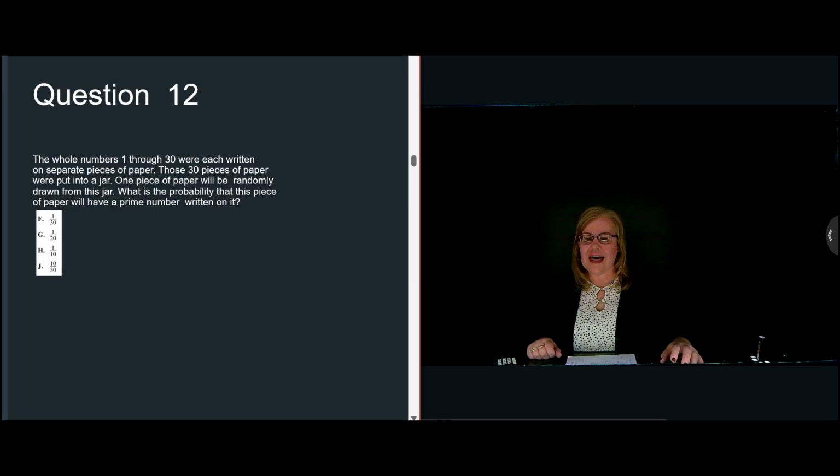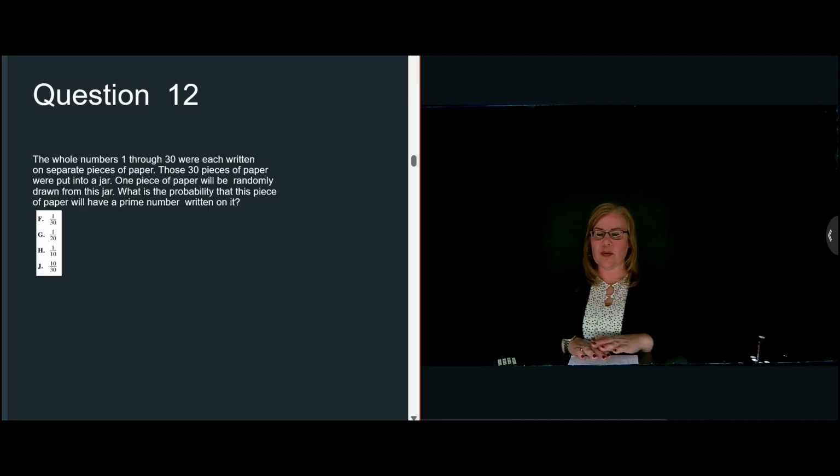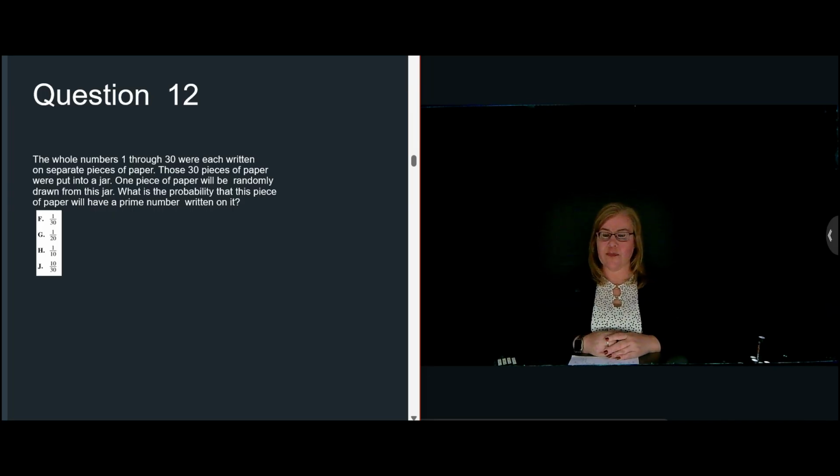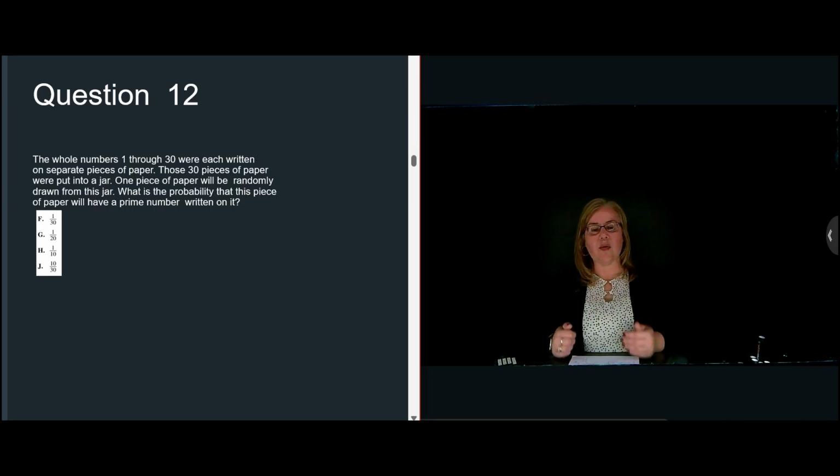Here's problem 12, and it says the whole numbers 1 through 30 were each written on a separate piece of paper. Those 30 pieces of paper were put into a jar. One piece of paper will be randomly drawn from the jar. What is the probability that this piece of paper will have a prime number written on it? So the whole numbers 1 through 30 are written on paper. They're all put in a jar, and then we're looking at the probability of pulling out a prime number.